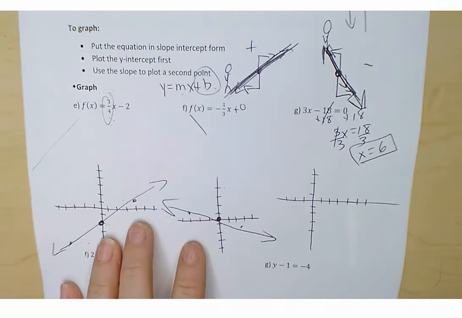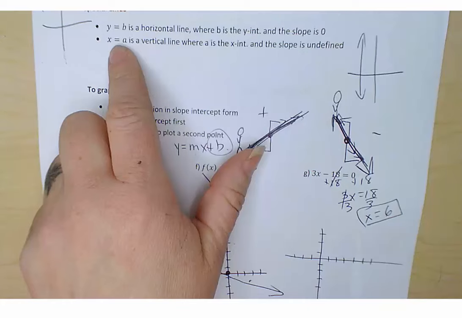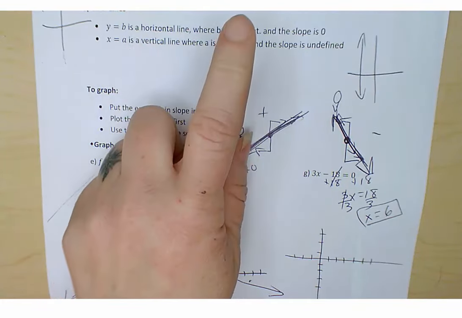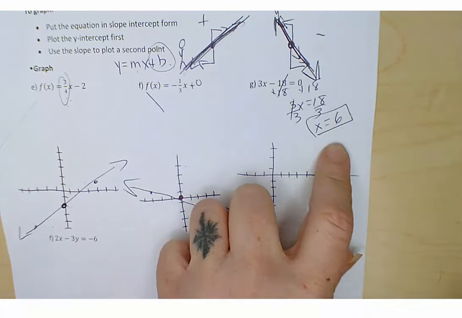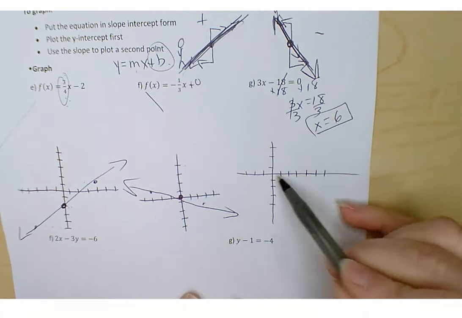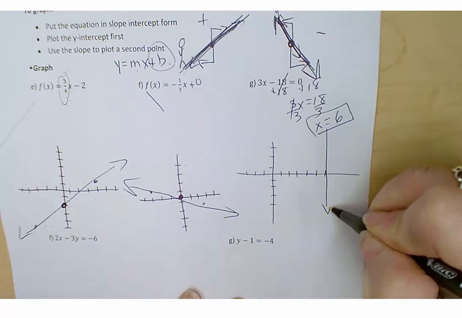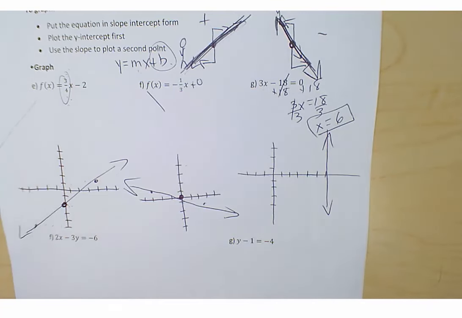So what you want to do, this is an x equals. If you have an x equals, it is a vertical line at that number. So we are going to draw a vertical line at a positive 6. Positive 6 on your x-axis is right over here. Draw a vertical line, and that is your graph.